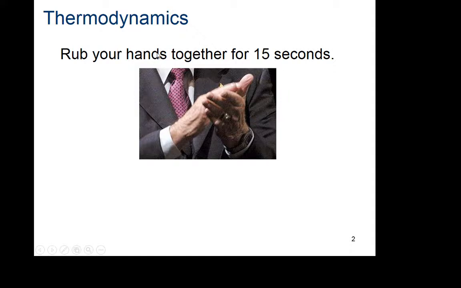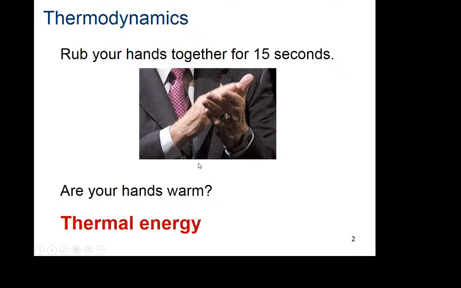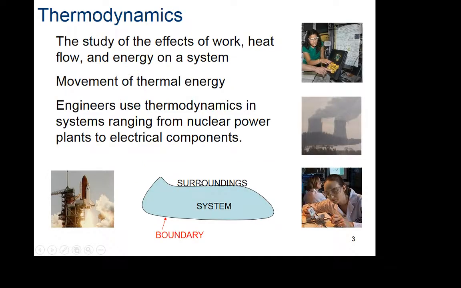So we are already slightly familiar with thermodynamics. If you rub your hands together, you know that they get warm, and the heat that you're feeling is called thermal energy. And the thermal energy is coming from the energy that you're putting in, which is causing friction. So your muscles are expending some energy to rub your hands together, and then the friction is creating thermal energy.